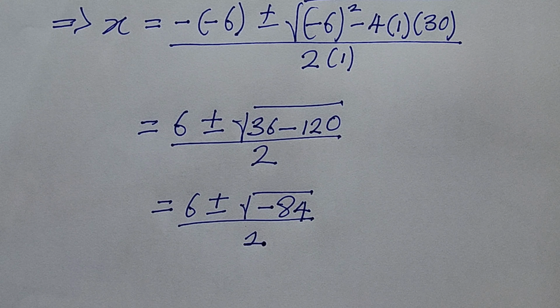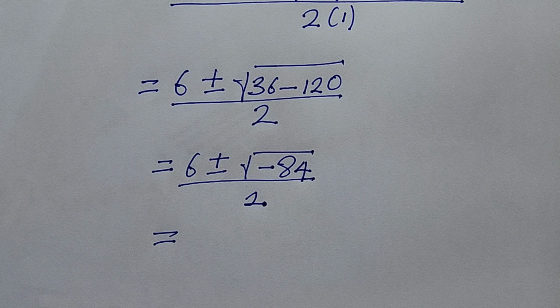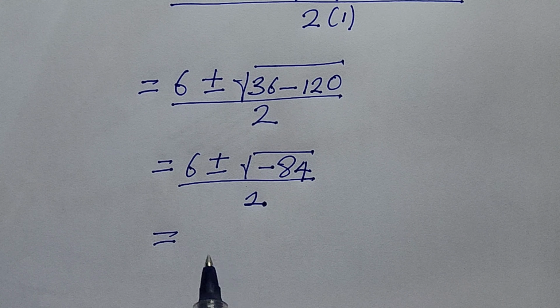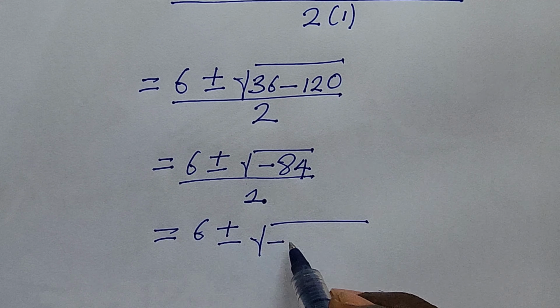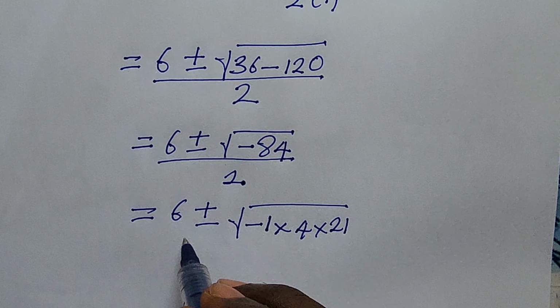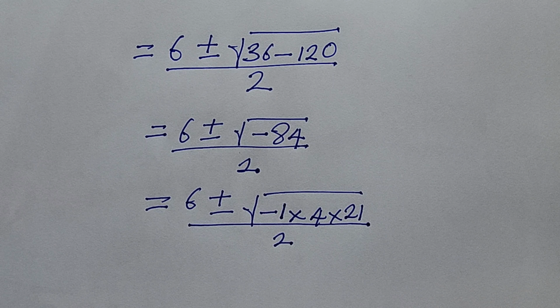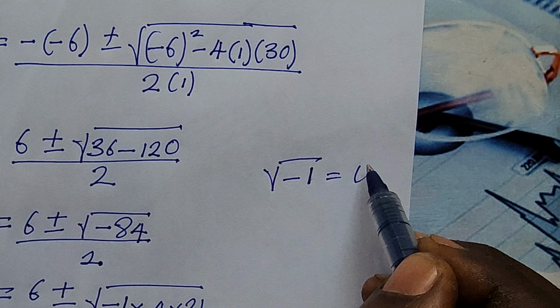Now let's look at 84. We can split 84 into something useful. How? 84 can be split into 4 times 21, and we have a minus sign here, so times minus 1. So we have 6 plus or minus the square root of minus 1 times 4 times 21, everything all over 2. Are we learning something here? Good. We know that the square root of minus 1 is equal to i.